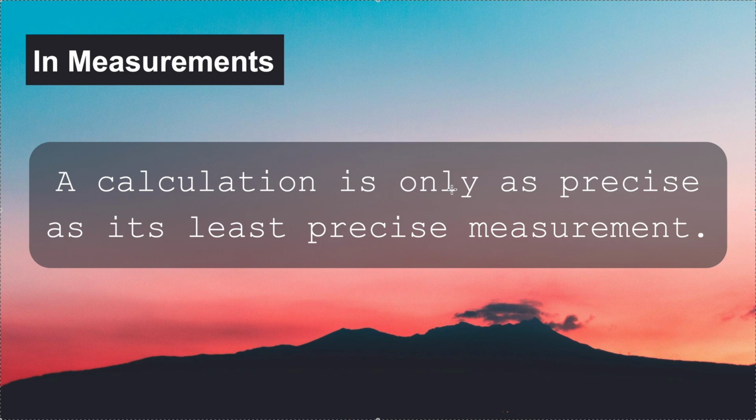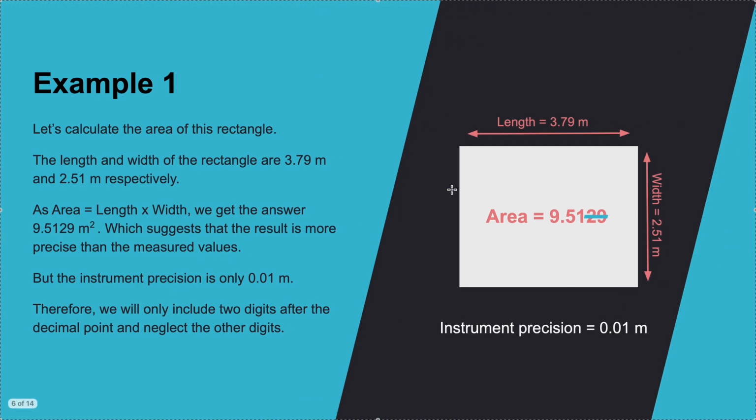Let's look at the examples to further solidify the concepts. Here we have example one, a simple example of calculating the area of a rectangle. We used a measuring instrument to measure the length and width of the rectangle, which are 3.79 meters and 2.51 meters respectively, both having three significant figures and an instrument precision of 0.01 meters.